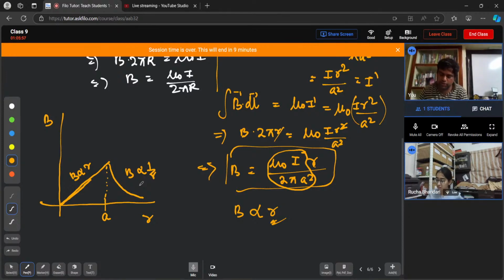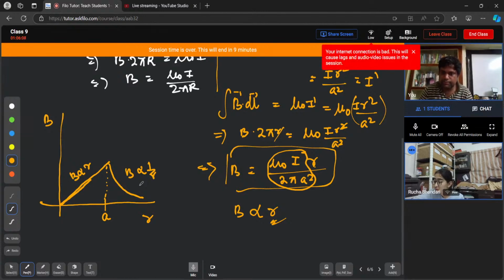Now we'll discuss the solenoid. Application of Ampere's law in a solenoid. Magnetic field of a solenoid and a toroid.